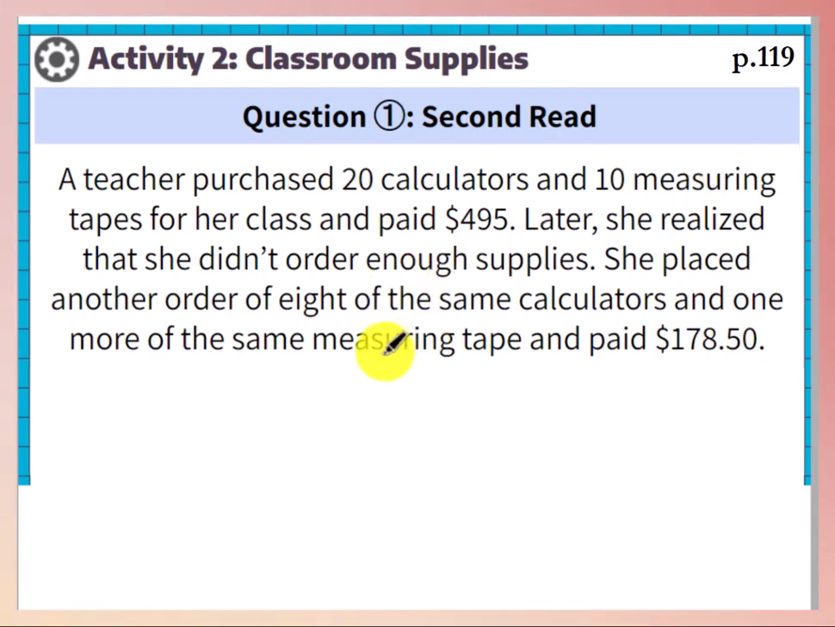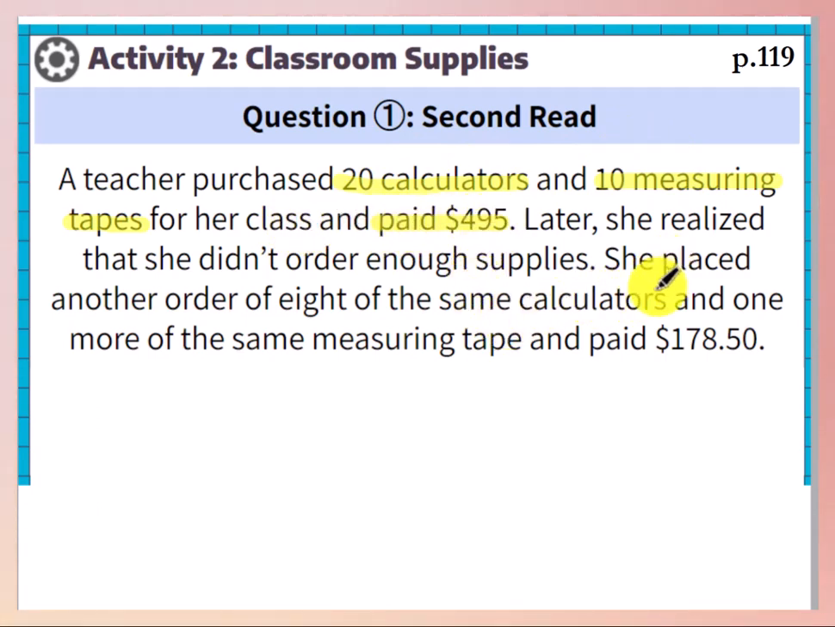Now, this is your second read, so stop the video and then pick up some highlighters and highlight the question, if there is a question. If not, go back and highlight the important information and cross through anything that's a distractor. I know that I've got 20 calculators and 10 measuring tapes. So I've got 2 different types of variables. You can choose one to be x, one to be y, or you can choose C for calculators and M for measuring tapes. And here's your total.